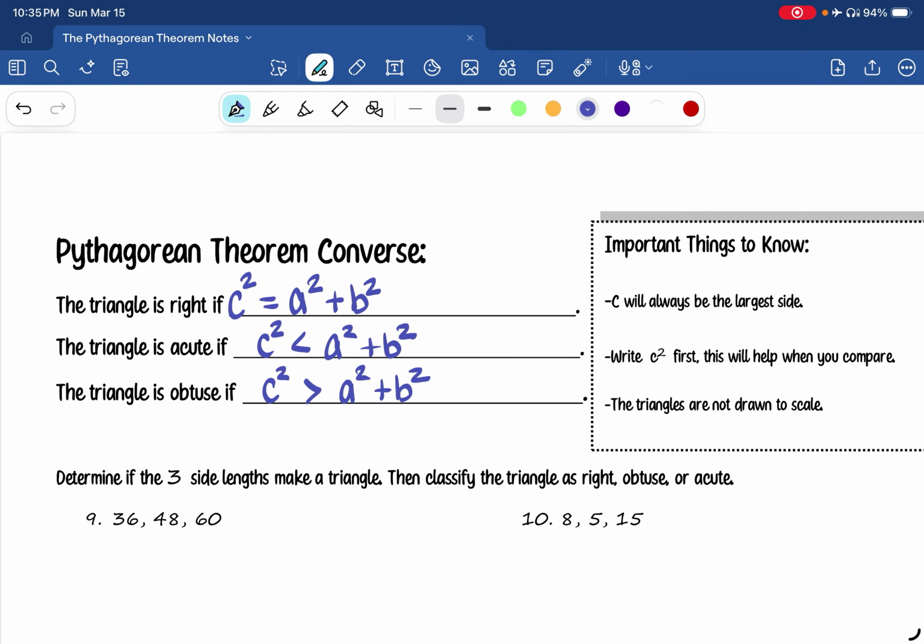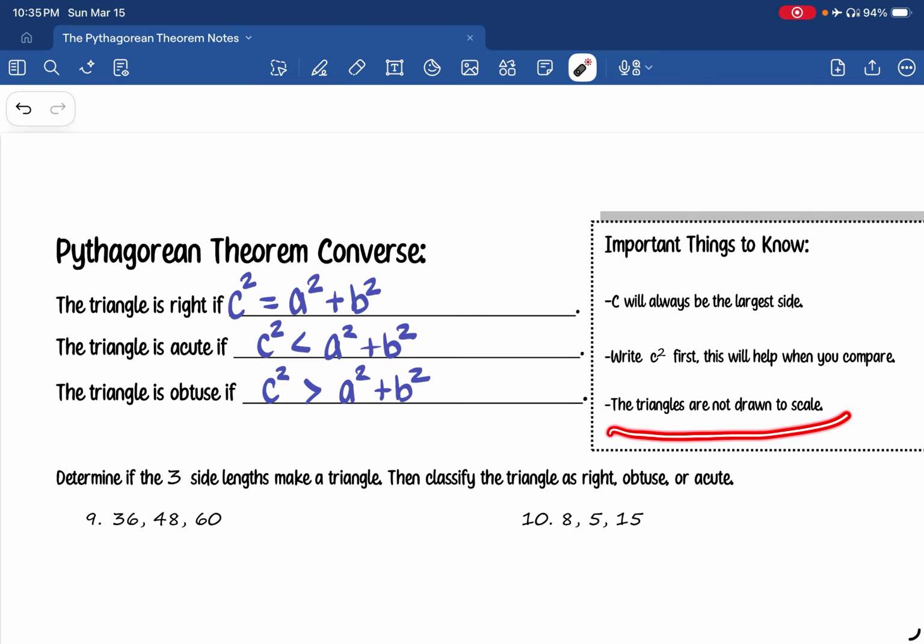Important things for you to know: that C will always be the largest side. Just remember that. C is always the largest side. Whether it's a right triangle or not, we're going to call C the biggest side. Always write C squared first. This will help when you go to compare. Because we're using less than and greater than, we have to compare with C squared being on the left. It needs to be written first. And please know that if you see triangles, if there are any triangles, they are not always drawn to scale.